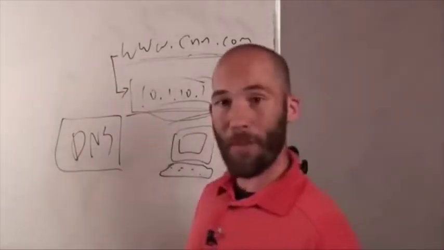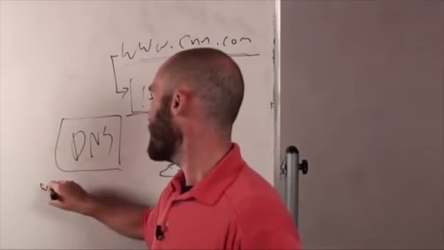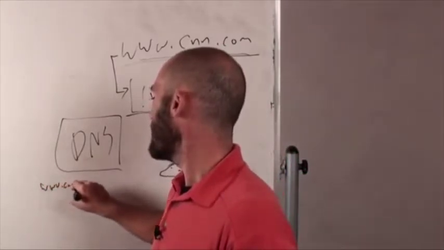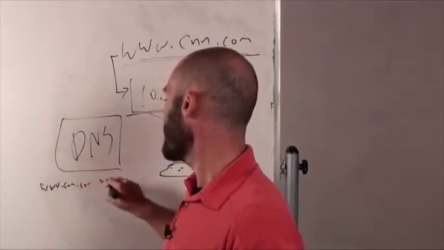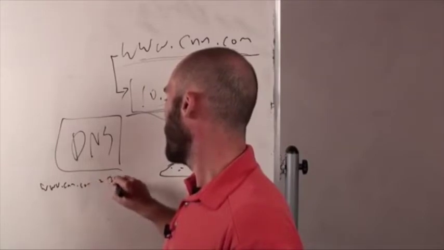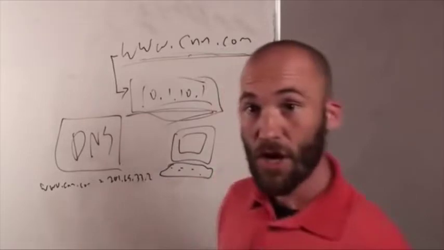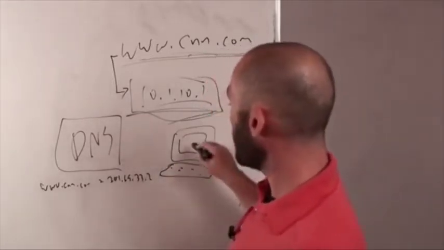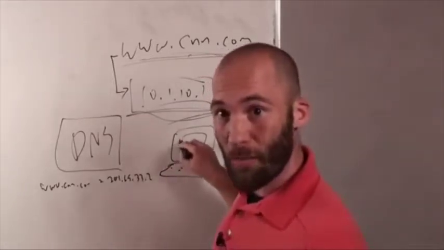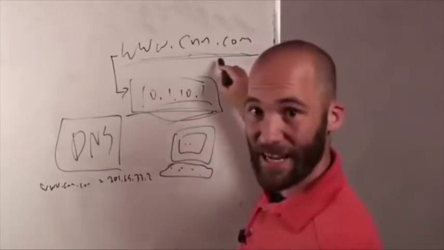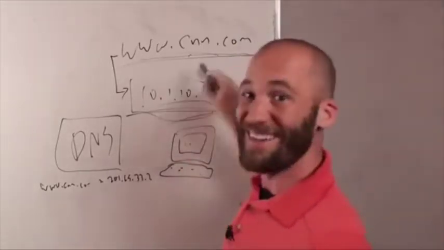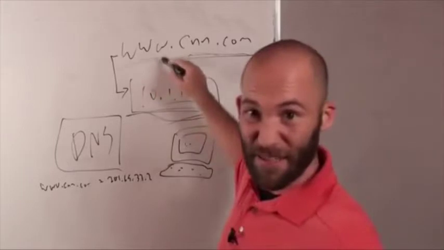What domain name servers do is they map domain names to IP addresses. So within this domain name server, it will say www.cnn.com equals 201.65.33.2. So what's going to happen is you plug into your web browser www.cnn.com. Your computer doesn't care about this name. Can't really do much with it.